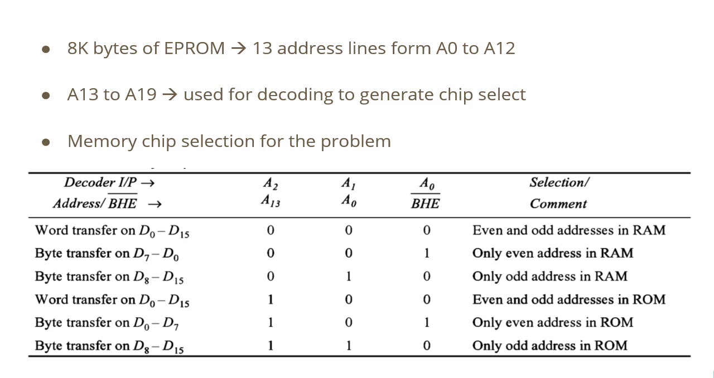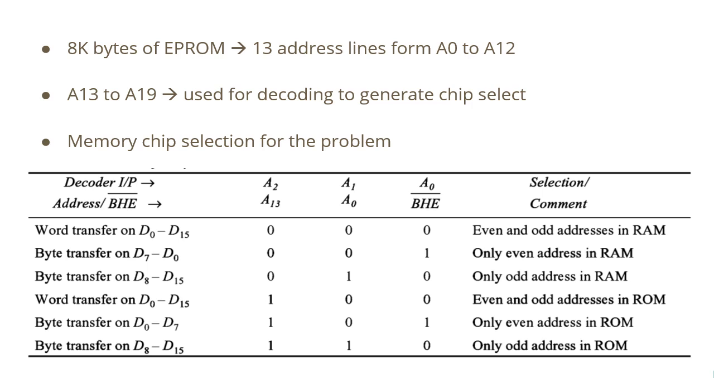Next, if the operation is to do a word transfer of the ROM, then we need to select the ROM. So for that, A13 should have a value of 1. Because it is a word transfer, both the even address memory bank as well as the odd address memory bank have to be selected. So for that, both A0 as well as BHE bar should have a value of 0. Next, if we need to do a byte transfer on D0 to D7 for the ROM, then the A13 bit should again be 1, and since it is the even address memory bank that has to be selected, the A0 bit should have a value of 0 and BHE bar should be at 1.